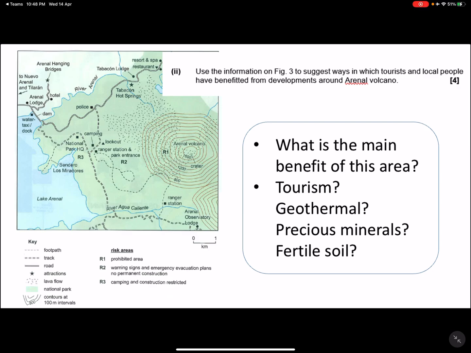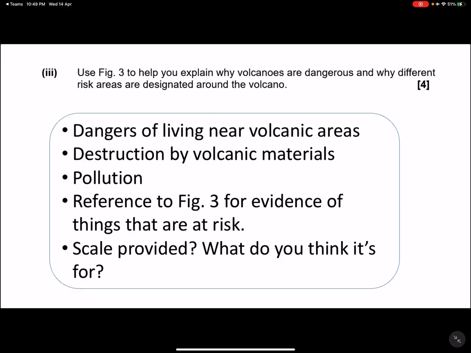Okay, R2, which is about, I would say, 3 to 4 kilometers away, and then R3 is further, 6 to 7 kilometers away from the crater. So distance is one thing you need to highlight because they give you a scale. Estimated distance would be good enough. What are the other things you need to talk about? Okay, so you talk about what happens when you're very near. Okay, destruction by volcanic materials. What happens about the pollution?